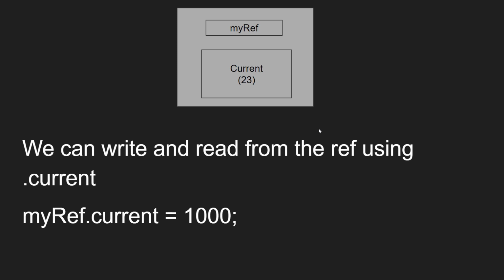I already told you that whenever you create a variable, myref = useRef, useRef will return an object. In that object it will have a current property, and using that current property you can write the data and also read the data.